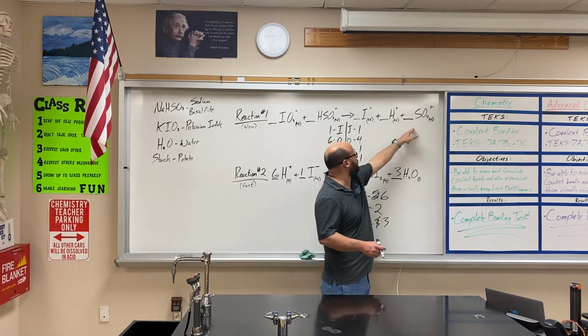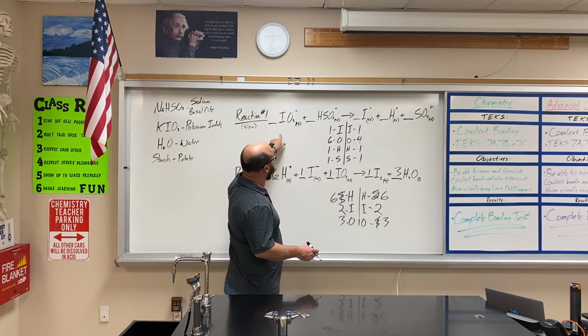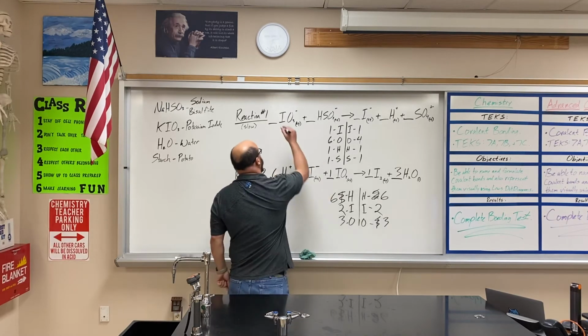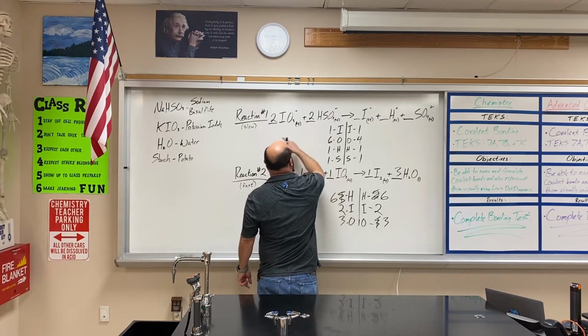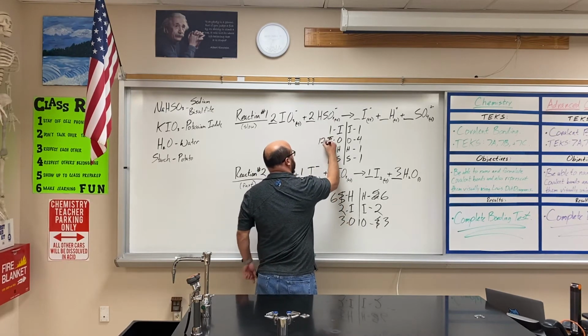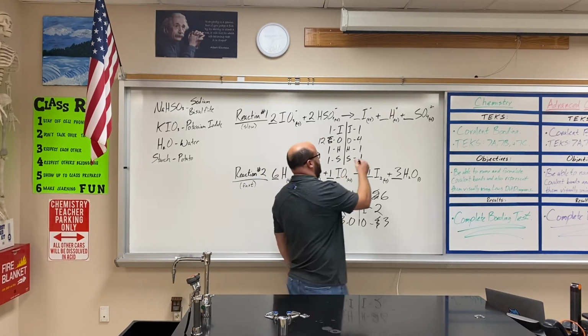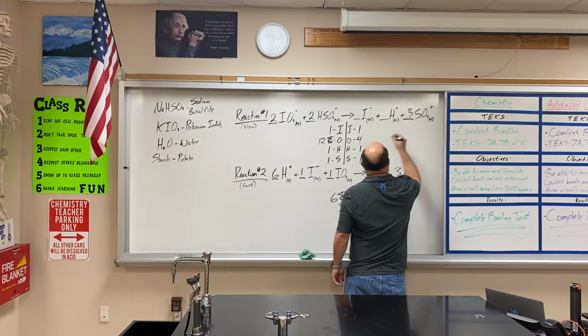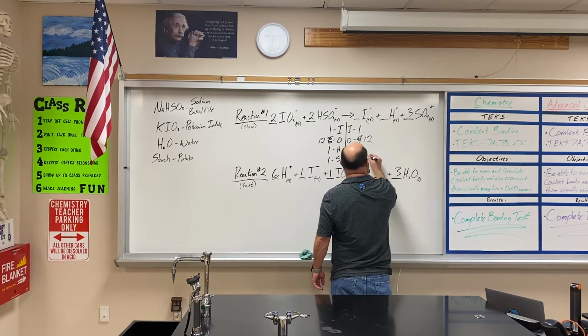What about 12? Can we make 12? We can, if we simply put 2 here and 2 there, because that's 2 times 3 and 2 times 3. 6 plus 6 is 12. Now, can we match that on the product side? We sure can. We put a 3. 12. That changes sulfur to a 3.